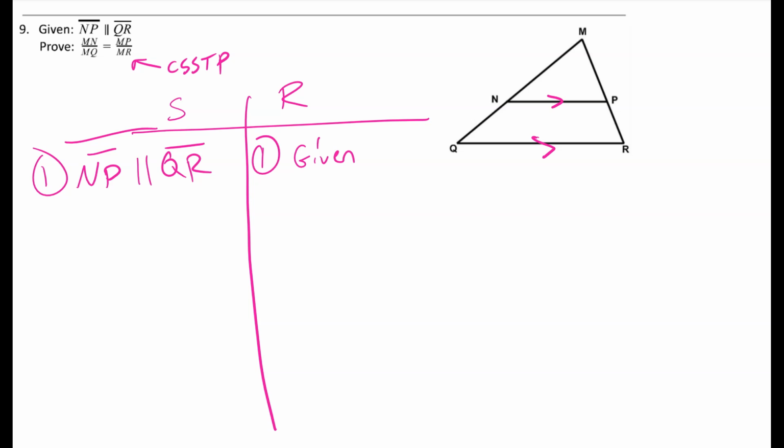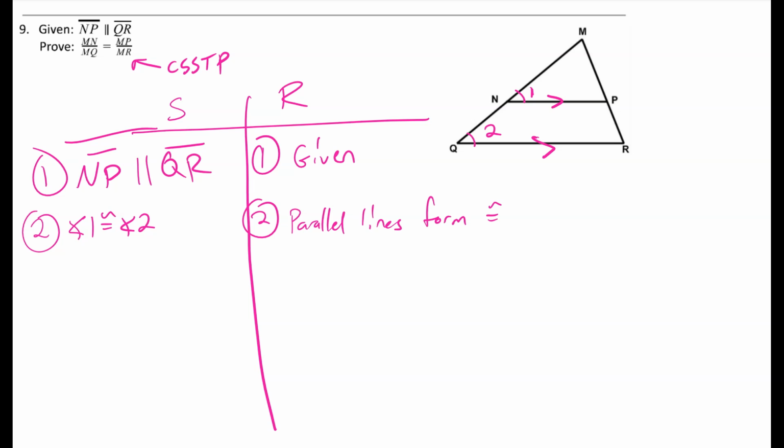Well, for parallel lines, I'm either looking for alternate interior or corresponding angles, and it looks to me like at N and Q, I've got a pair of corresponding angles, because they're in the same place relative to one another, where if I translate one of them up or down, they'll land right on top of each other. So my second step is that angle 1 is congruent to angle 2, because parallel lines form congruent corresponding angles. Now I could also use the corresponding angles over here, and then I'd pretty much be done.